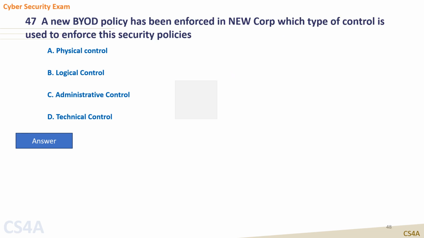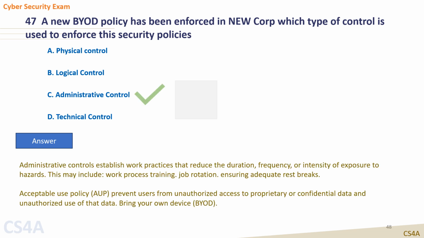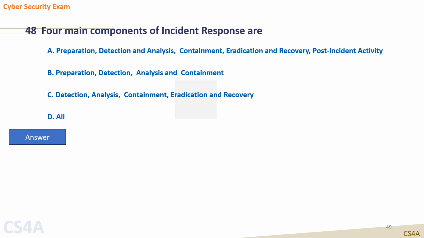So here the question is, a new BYOD policy has been enforced in a new car company. Which type of control is used to ensure this security policy? Physical control, logical control, administrative control, or technical control? BYOD policy is administrative control. So the answer is C. Here the question is, the four main components of incident response are preparation, detection and analysis, containment, eradication and recovery, and post-incident activity. So option A is correct. All other things are not correct.